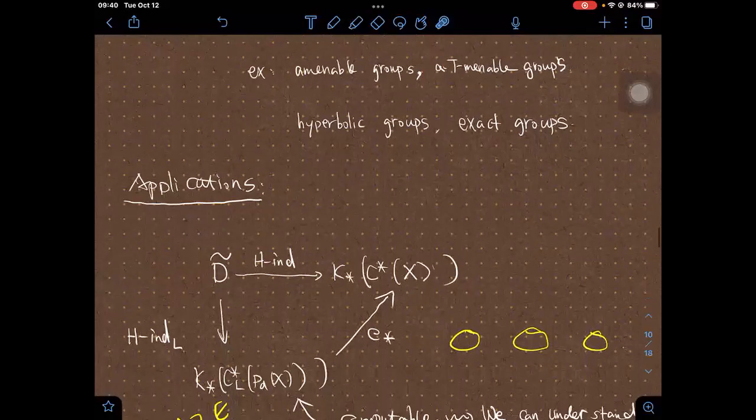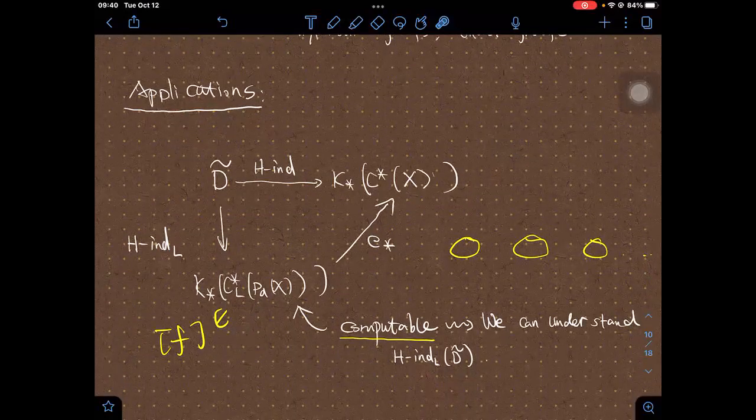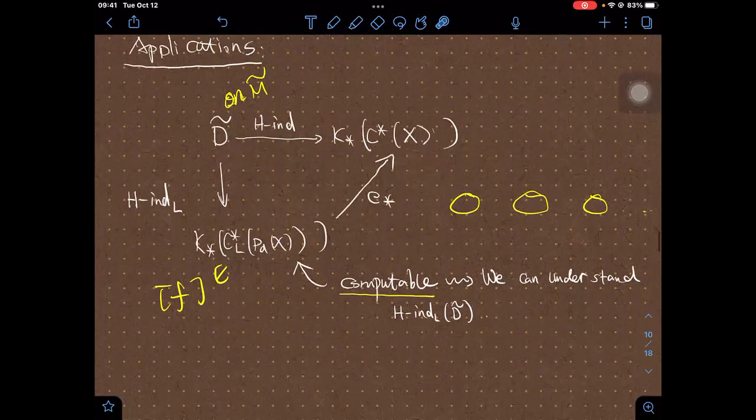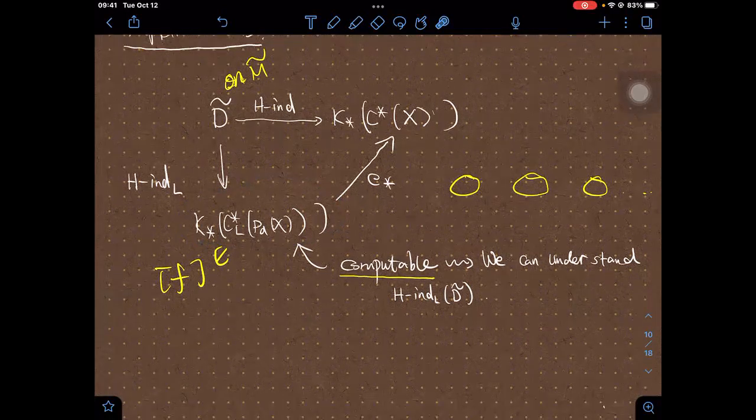Okay, so now let's go back to the obstruction problem. If you have a Dirac operator on the universal covering of M, you actually can define a localized higher index in the K-theory of the localization algebra. And if you consider the image of this K-theory class under the evaluation at zero map, this is exactly the higher index. So if this is an isomorphism, this tells you the local index is actually the same as the higher index. And the advantage here is that the K-theory of the localization algebra is very computable. So it's easier to understand the local higher index.